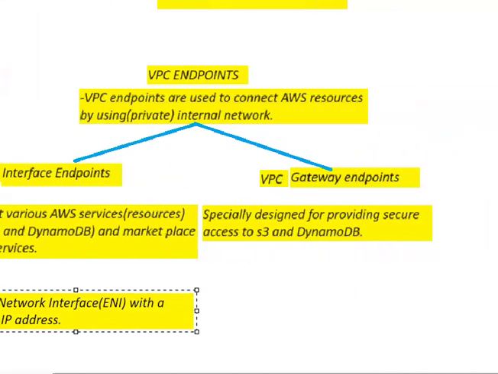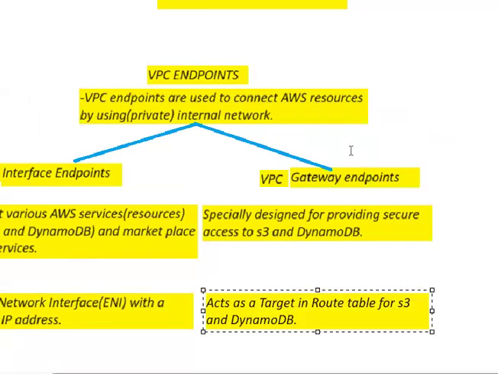So let us see how VPC gateway endpoints will be implemented. VPC gateway endpoints are implemented such that they act as a target in the route table. They act as a target in the route table for S3 and DynamoDB access.